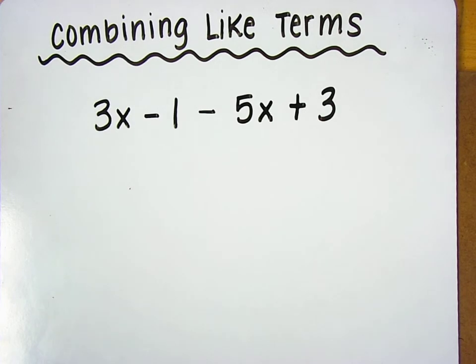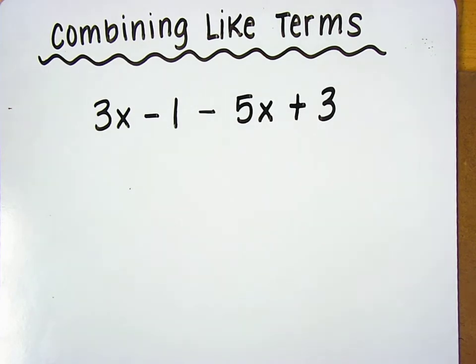Today we're going to take a look at combining like terms. We're going to take a look at this first expression, 3x minus 1 minus 5x plus 3, and I'm going to show you how to both represent this using algebra tiles as well as procedurally simplify this expression. So the whole point of simplifying is to make an expression easier for us to work with. So we want to combine any like terms. A reminder, like terms are terms that share the exact same variable.